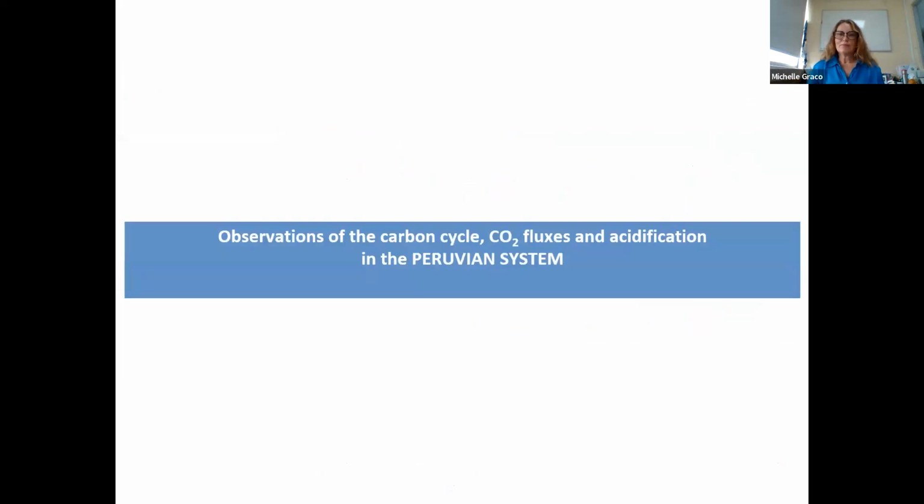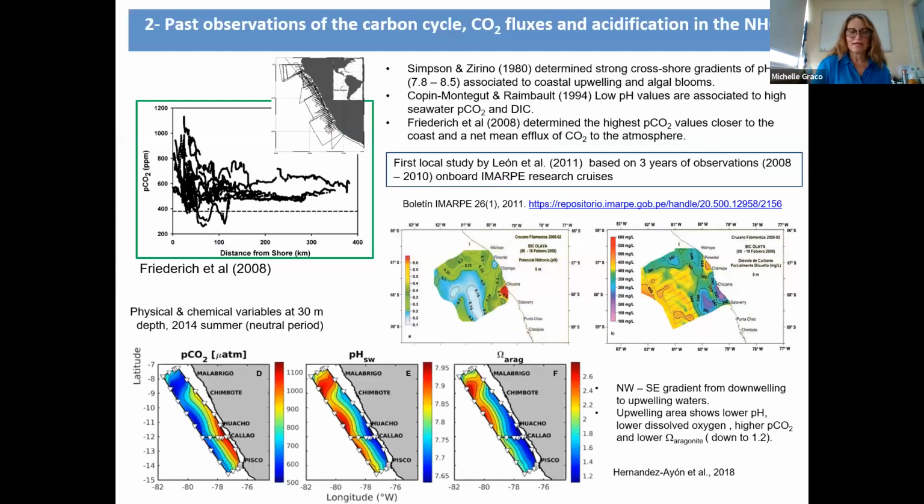Well, I would like to show some results I chose from old and new publications related with analyses of the carbonate system, pCO2, pH or alkalinity, in order to show that we know something about the system. In the 80s and the 90s there were studies from international cruises that identified that the pH is very low in the system and is directly connected to the upwelling condition that determines this very low pH for Peru.